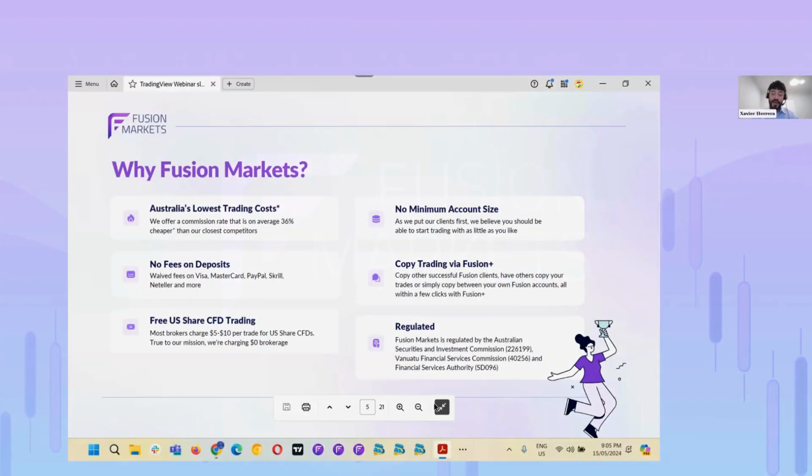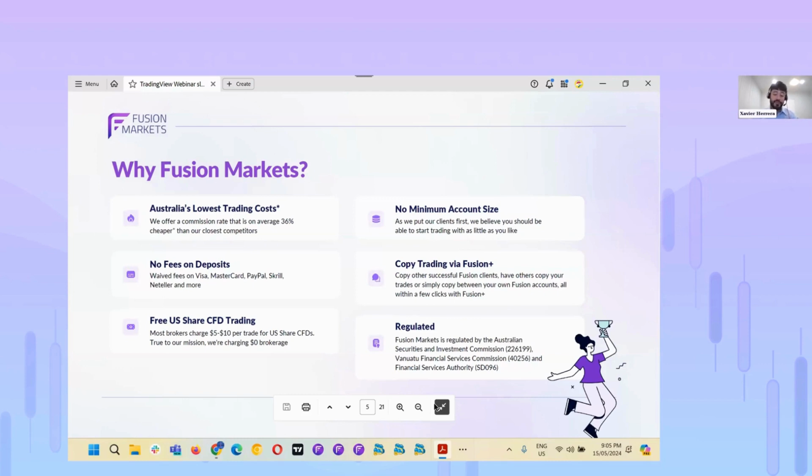Fusion Markets. Just a little bit of a wrap on Fusion Markets. As most of you know, why Fusion Markets? There are plenty of reasons why people come to us, but these are some of the most prominent reasons traders come through to Fusion Markets. Number one being our low-cost trading. Fusion Markets is one of the lowest cost brokers in the industry. We come in at about 30% lower costs than our competitors, and something that we're really, really proud of.